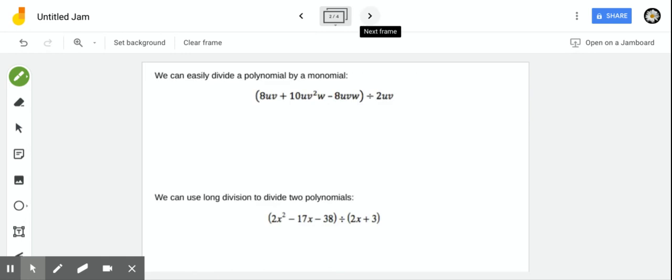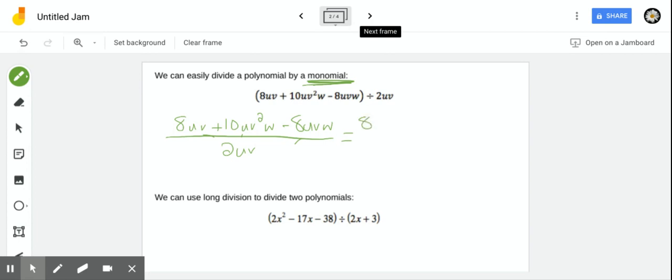All right, now we have been talking about dividing polynomials. So if we want to take 8uv plus 10uv squared w minus 8uvw, that's a lot of stuff, divided by 2uv. If you're dividing by a monomial, you don't have to do long division, okay? You can just split this up. You can just take all of these terms on top and divide each one of them by 2uv.